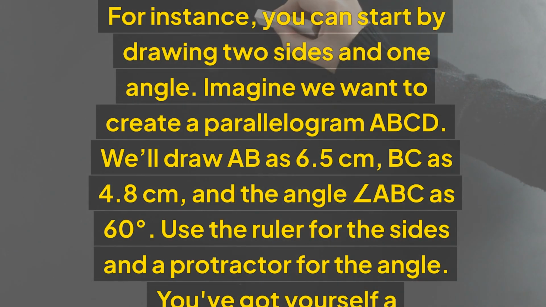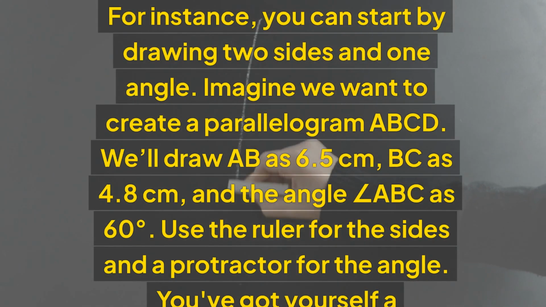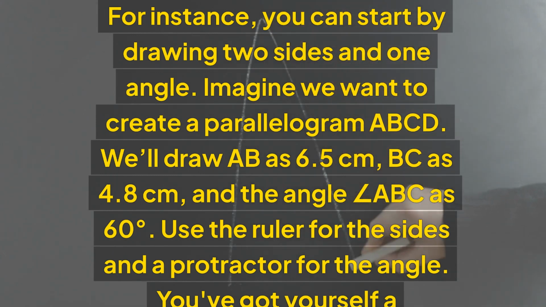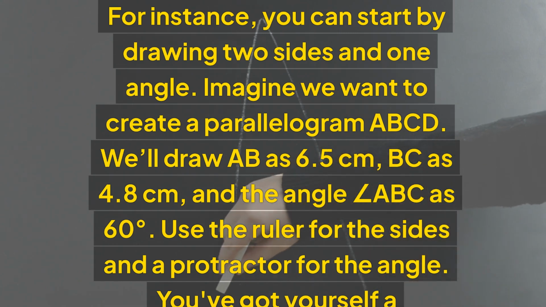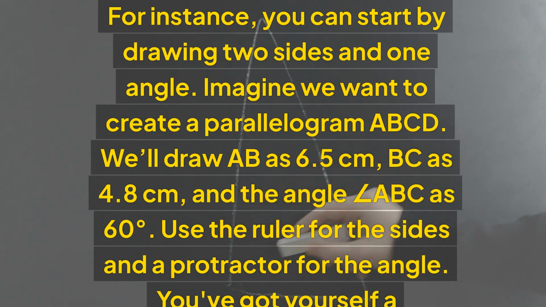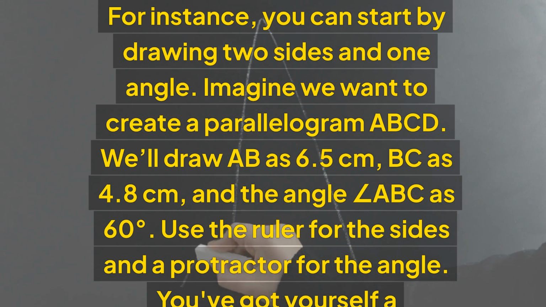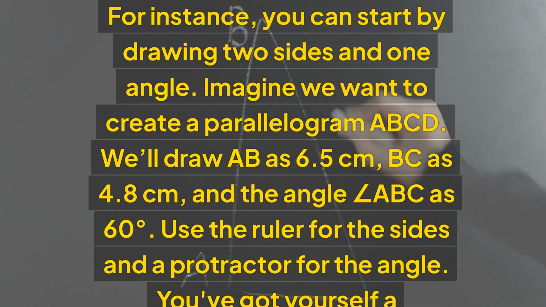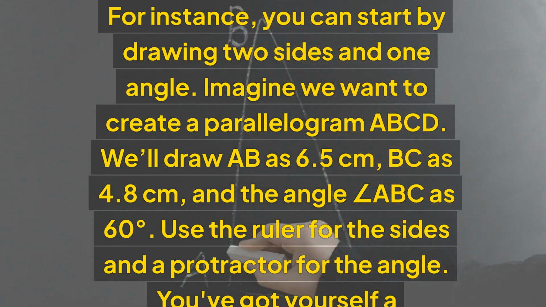For instance, you can start by drawing two sides and one angle. Imagine we want to create a parallelogram ABCD. We'll draw AB as 6.5 cm, BC as 4.8 cm, and the angle ABC is 60 degrees. Use the ruler for the sides and a protractor for the angle. You've got yourself a parallelogram.